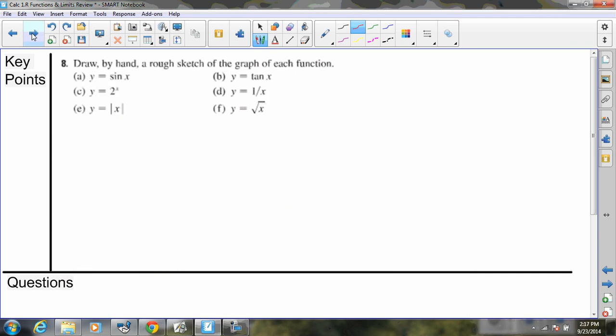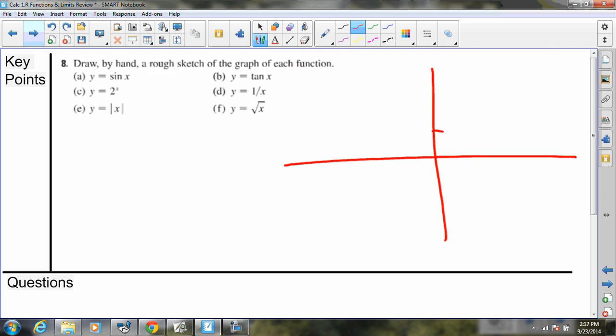Number 8, draw by hand a rough sketch of each function. Okay, I'm going to wind up erasing these pieces, and you'll note it says rough sketch, so we're not looking to have something be perfect. But we'll start off with part A.